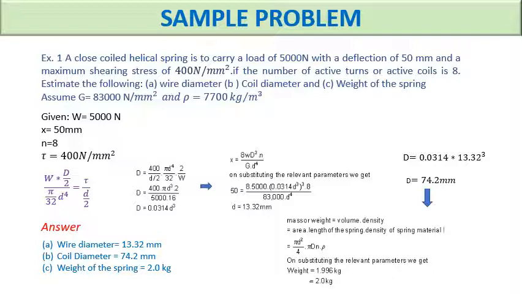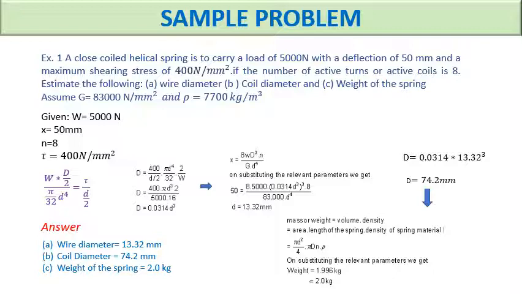0.0314 d cubed. And we already derived that the spring deflection x is equal to 8 W D cubed N divided by G d to the power 4. If you substitute the values x equal to 50 and W equal to 5000, and D as 0.0314 d cubed, the whole cube, multiplied by 8 divided by 83,000 d to the power 4. In this equation there is only one unknown, and if we solve it we get the wire diameter as 13.32 mm.